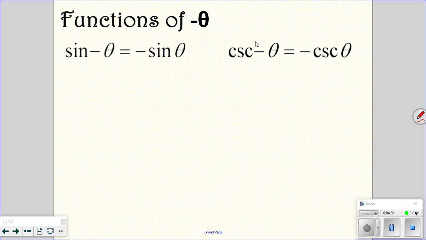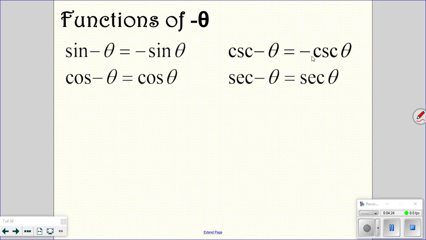Moving on to functions of negative theta. The sine of negative theta becomes negative sine of theta. The cosecant of negative theta is the same thing as negative cosecant of theta. Now for cosine and secant, the negatives disappear.